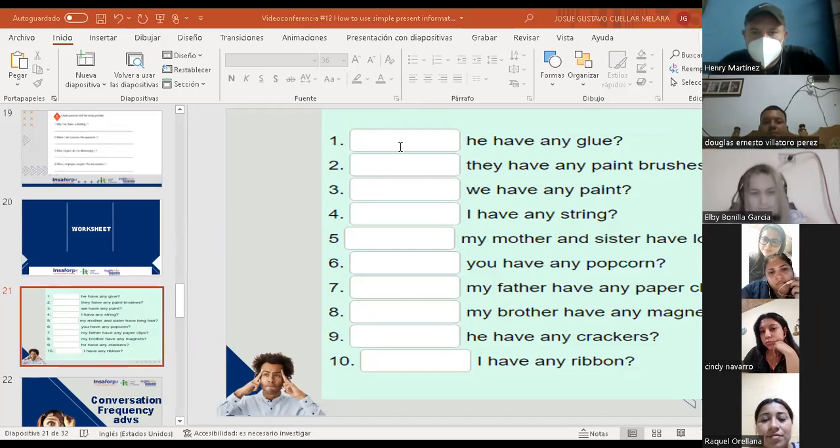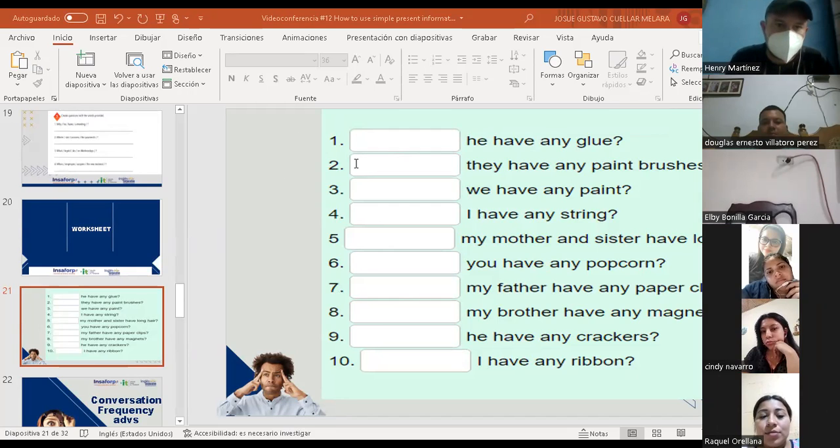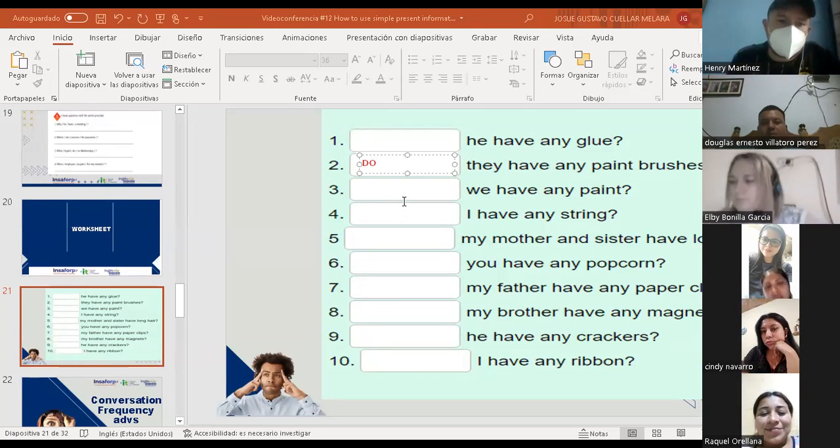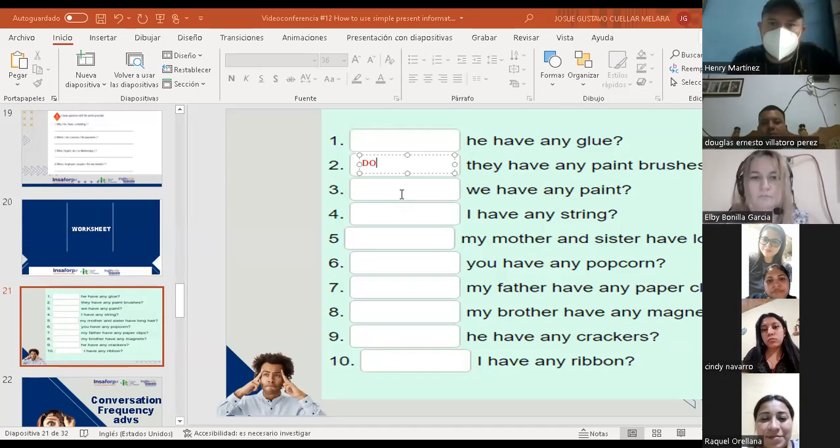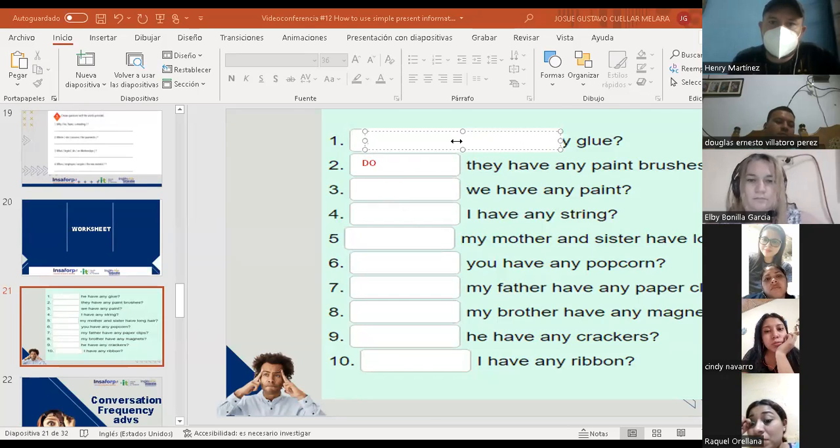Does. Ah, pero what number? ¿Qué número, Raquel? Estás demasiado inspirada con el does. What number? El two. Ajá, two. ¿Se utilizará does? No. Raquel, tu corazón tienes que arreglarlo. Sí, a ver. Tienes que arreglarlo, okay. Thank you. Cindy, and then José Martínez. Number one. Okay. What do you think? Do or does? Does. Okay, does. Thank you.